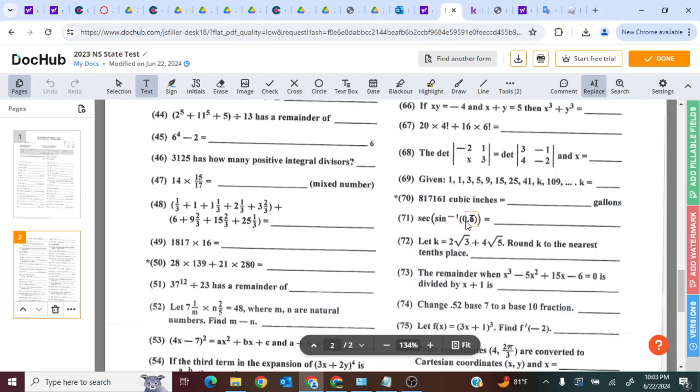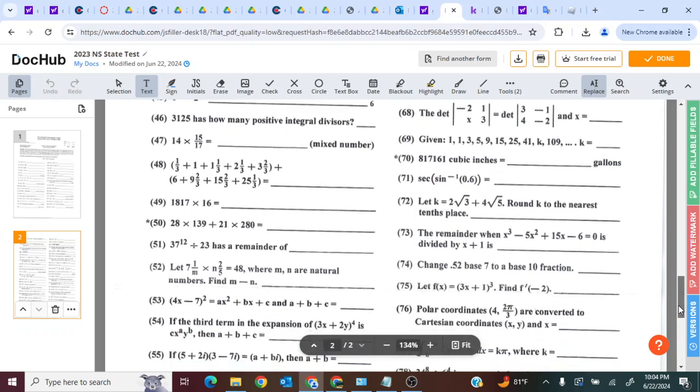Secant of sine inverse at 0.6. You might remember the 3-4-5 right triangle. This is just that. 4 over 5 is cosine. And then 5 over 4 because it's secant. So inverse. Round this to the nearest tenth place.